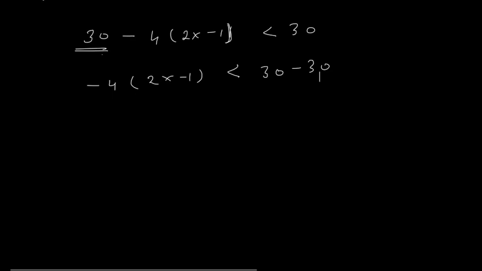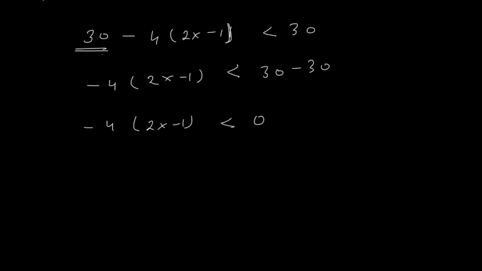The variable which I want to find, I will keep it always on the left hand side. It is not necessary that you keep it on left hand side. You can transpose it to right hand side also. But in general, as finally you have to find the value of variable, so better to keep variable on left hand side. Okay. So I transposed this 30, or you can say that I subtracted 30 from both the sides. Now after subtracting, what I got is minus 4 in bracket 2x minus 1. It is less than 0.